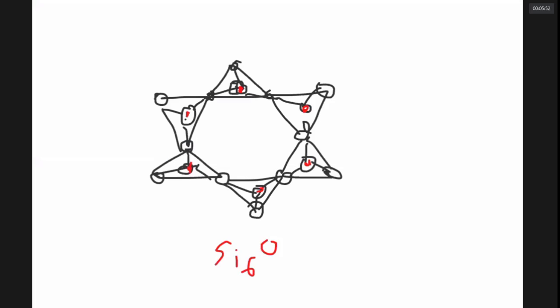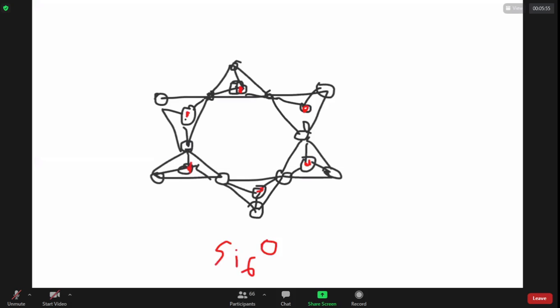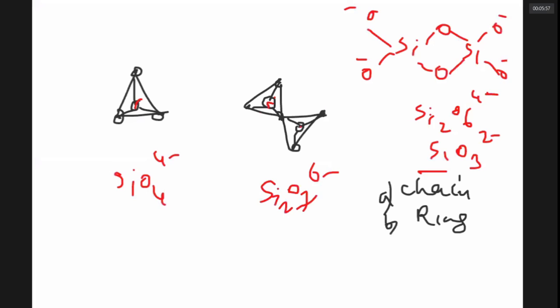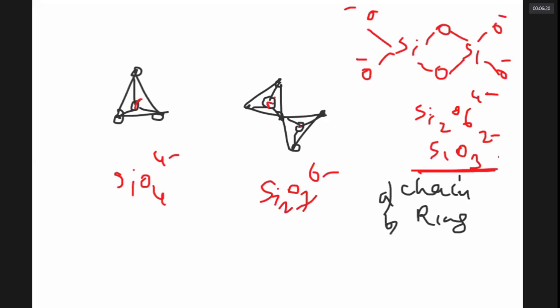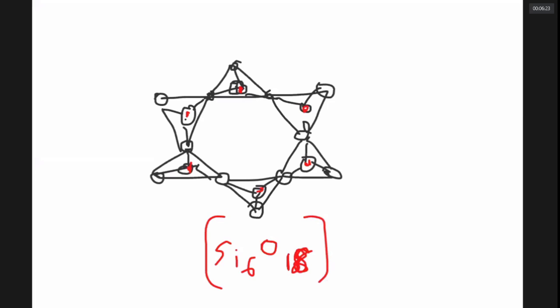O's are how many? SiO3 2 minus. If there are 6 silicons, there will be 18 oxygens. What is the negative charge it will carry? Si6O18. How much minus?